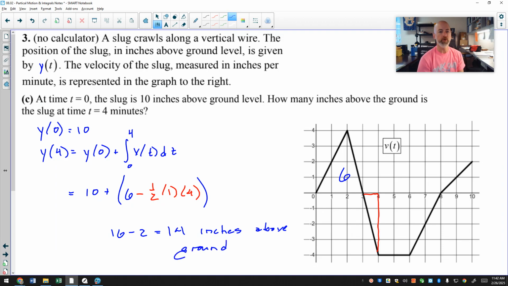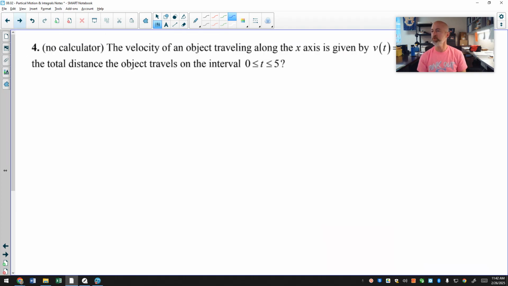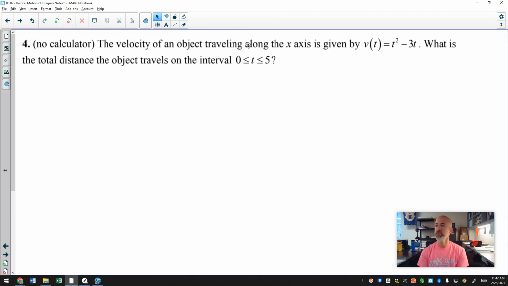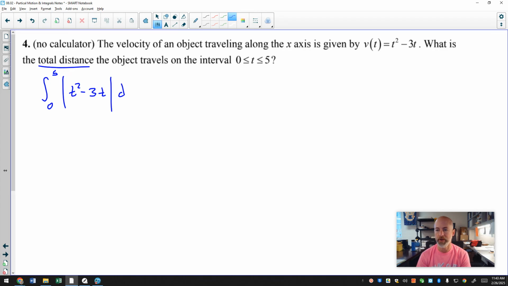All right, and then there's one more example I wanted to look at. One more example, and this is a non-calculator question. And it says we have an object moving along the x-axis. I've given you velocity, and I want the total distance traveled. And so there are a couple of ways we can do this one. When I see total distance, my initial thought is always, I need to find the antiderivative of the magnitude of velocity. And my velocity this time is t squared minus 3t. And since it's a non-calculator question, I'm going to go ahead and write that function for velocity. And then we have to wonder, how in the world can I do that without a calculator?